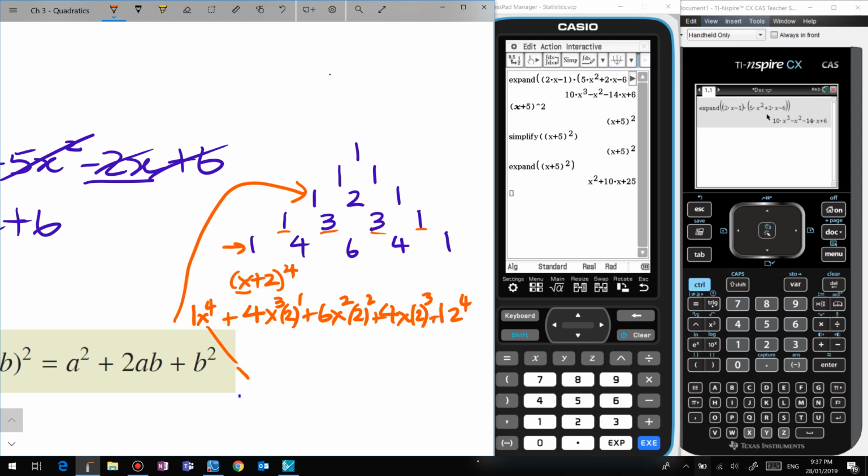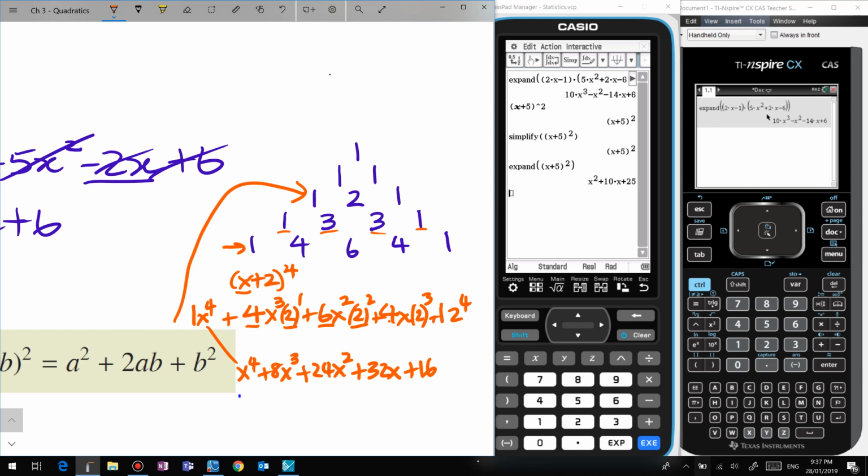So here I've got x to the 4. Here I've got 4 times 2, which is 8x cubed. Then I've got 6 times 2 squared, 6 times 4, 24x squared. Then I've got 4 times 2 cubed, 4 times 8, 32x. And then I've got 2 to the power of 4, which is 16.